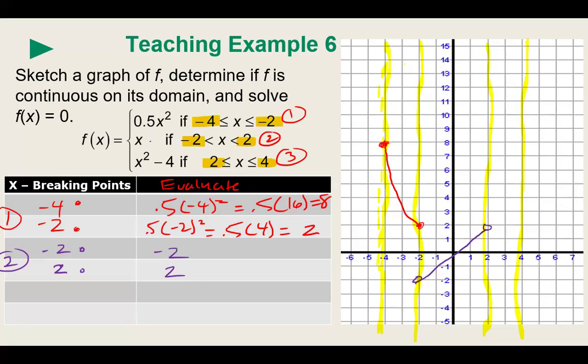How we feel? Pretty good? All right. Now we're going to go to our last piece. So piece 3. Oh, I forgot this is my no writing zone.